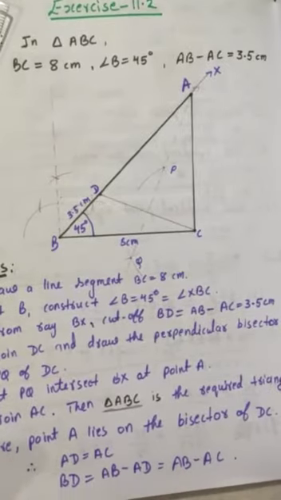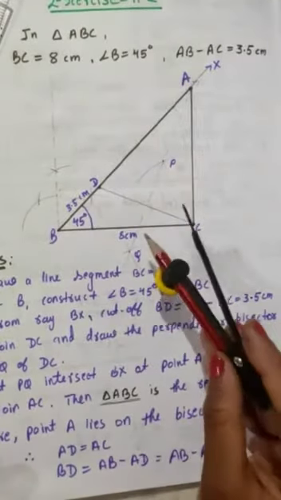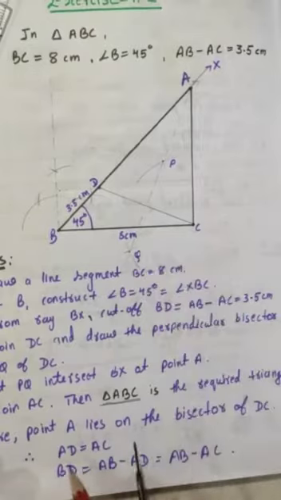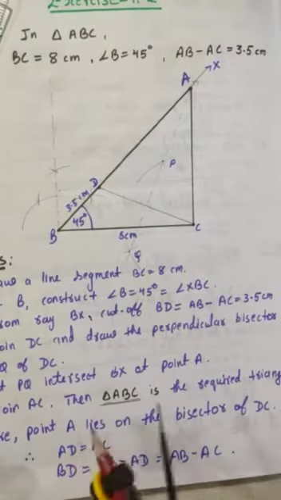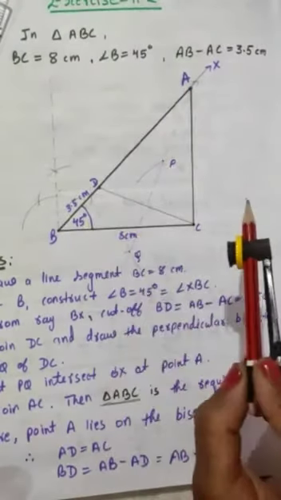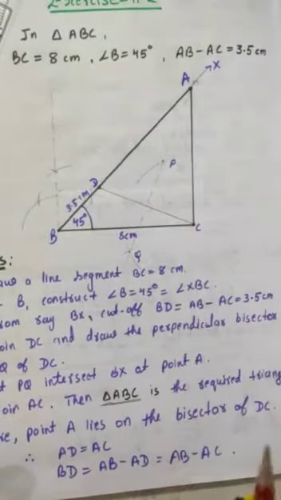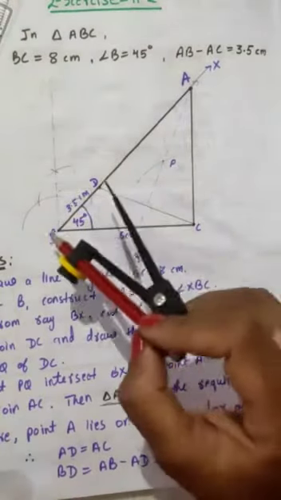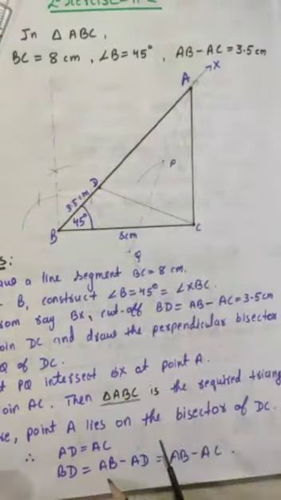Okay, so you can see, and just for verification and justification, you have to write AD is equal to AC. This AD will be equal to AC. Okay, and BD, which is this BD, it is AB minus AD.